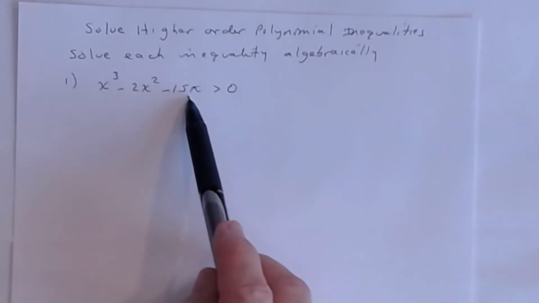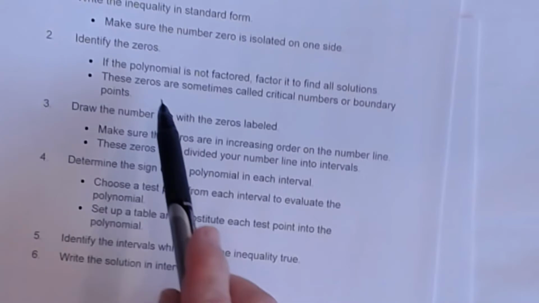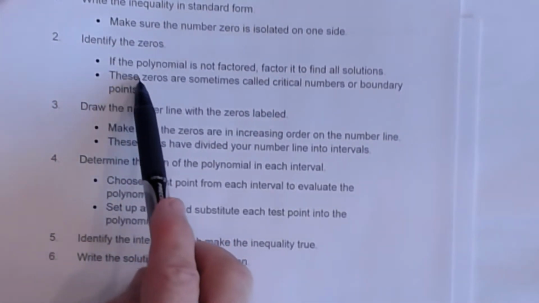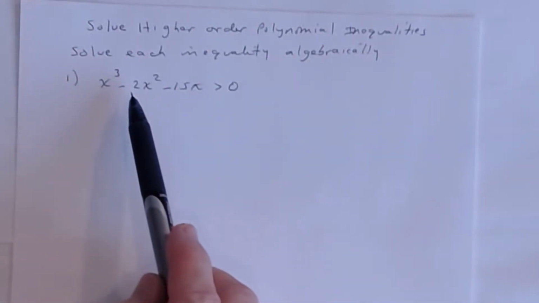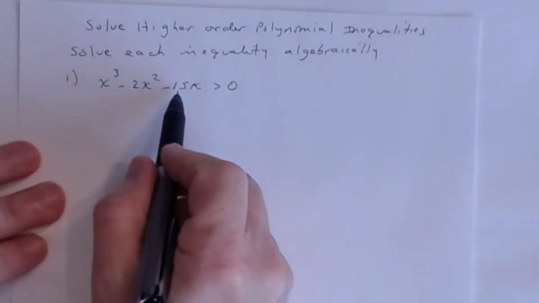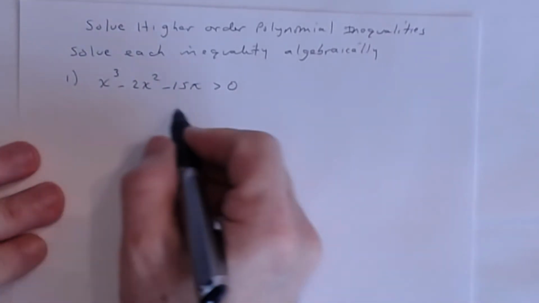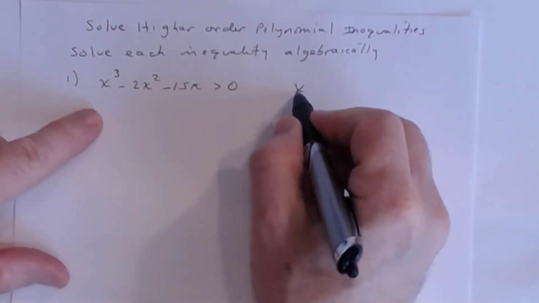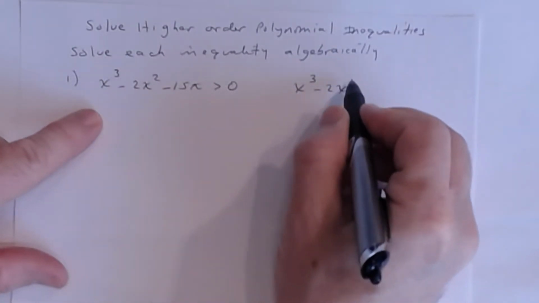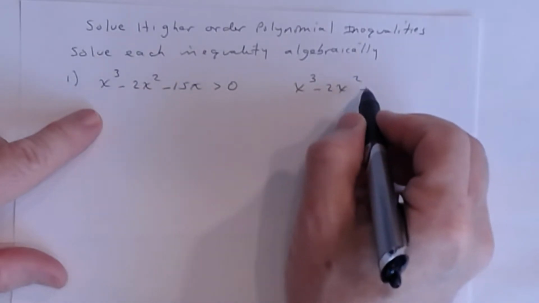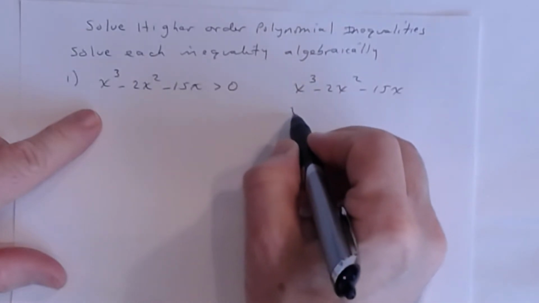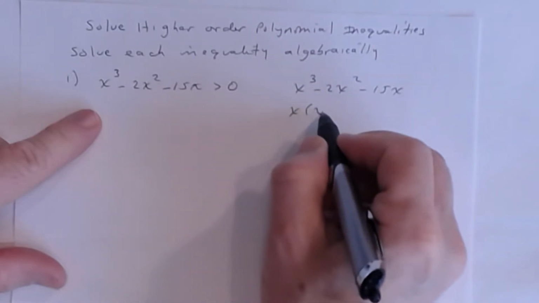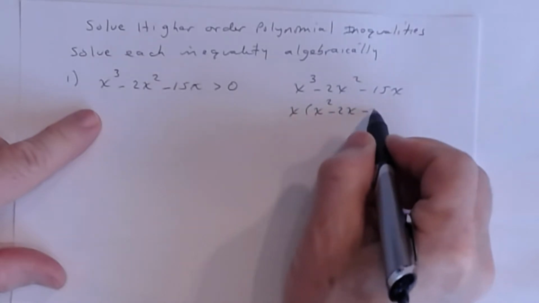It is in descending order. Remember, the next step is to identify your zeros, and you identify your zeros by factoring the polynomial. When I factor this polynomial, notice the GCF here is x. I can factor out an x, so let me rewrite this over. I get 2x squared, 3x cubed minus 2x squared minus 15x. I'm going to factor out an x, and I get x times x squared minus 2x minus 15.